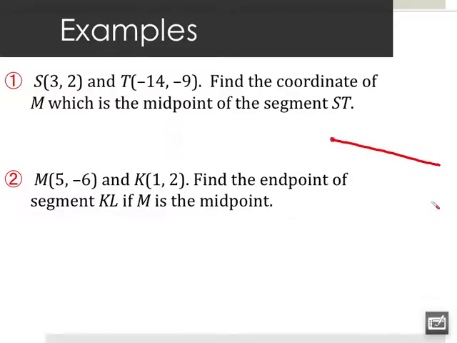So if I draw a segment here, how do I label these 3 points? The one in the middle is M, okay? And I guess either one could be K. Which one? It's your choice. The left one. We know that K is at (1, 2). We know that M is at (5, negative 6).